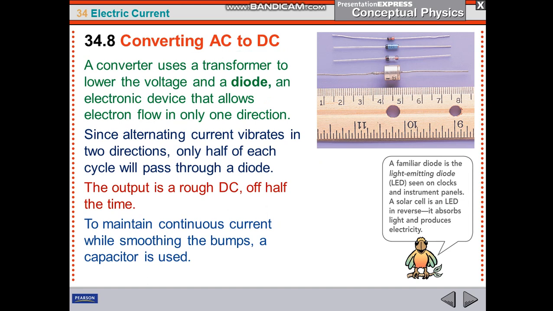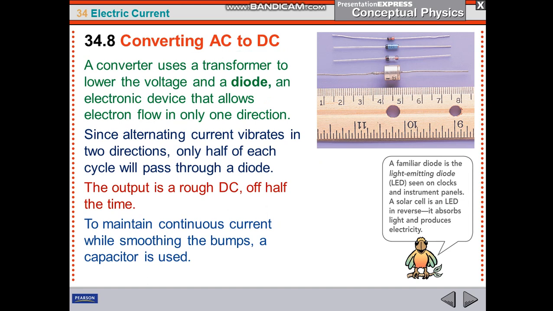A converter uses a transformer to lower the voltage, and a diode, an electronic device that allows electron flow in only one direction. So in an AC-DC converter, there are mainly two parts. One is a transformer, another one is a diode. A transformer reduces the voltage and a diode regulates the direction. So it allows the electron flow in one direction.